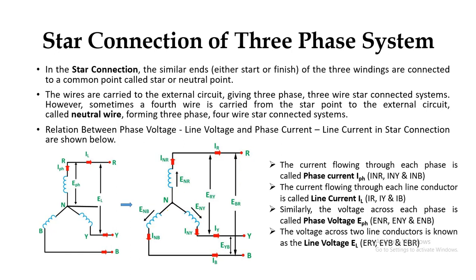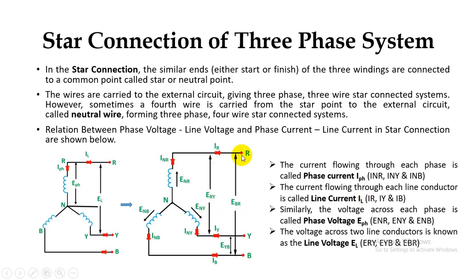It is very easy to understand from the diagram. What we are indicating near the branch is a phase value. What we are indicating near the line indicates the line values. Here in this diagram, IR is the line current, INR is the phase current, ENR is phase voltage, ERY is line voltage. Like that we have different labeling to analyze the relation among them.